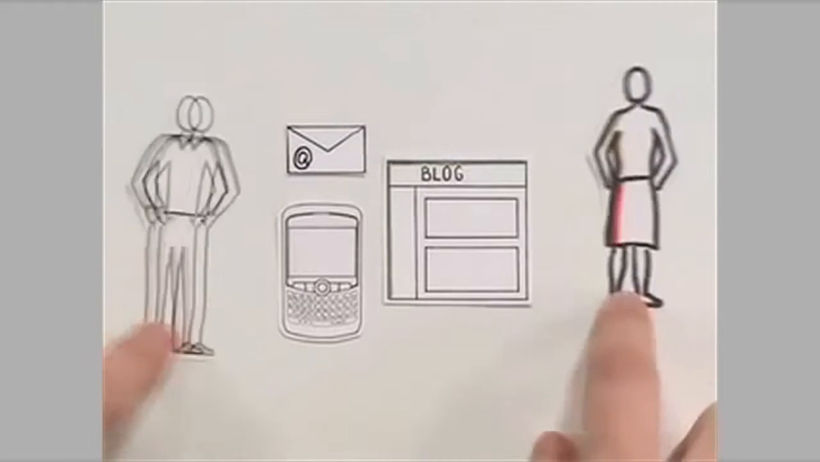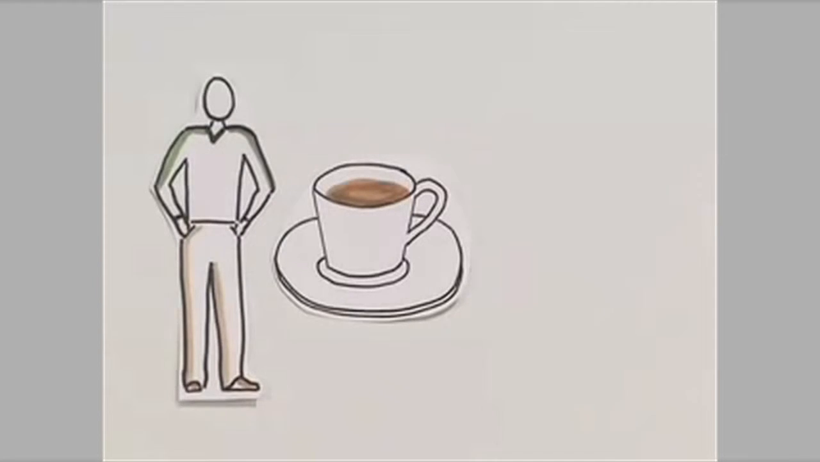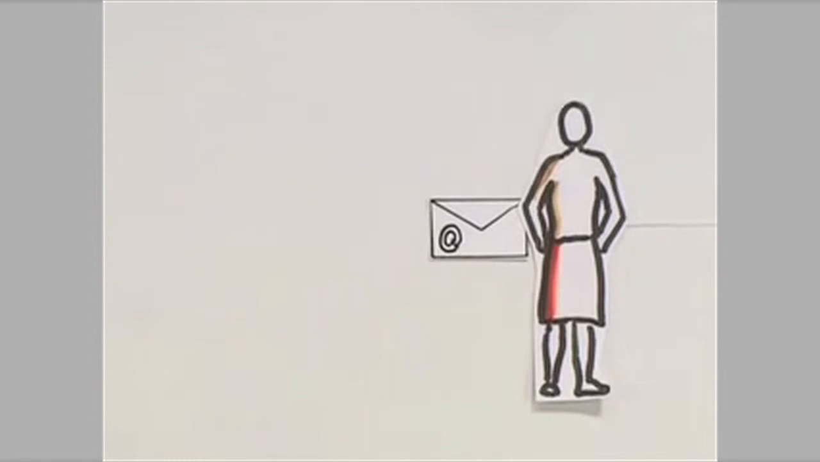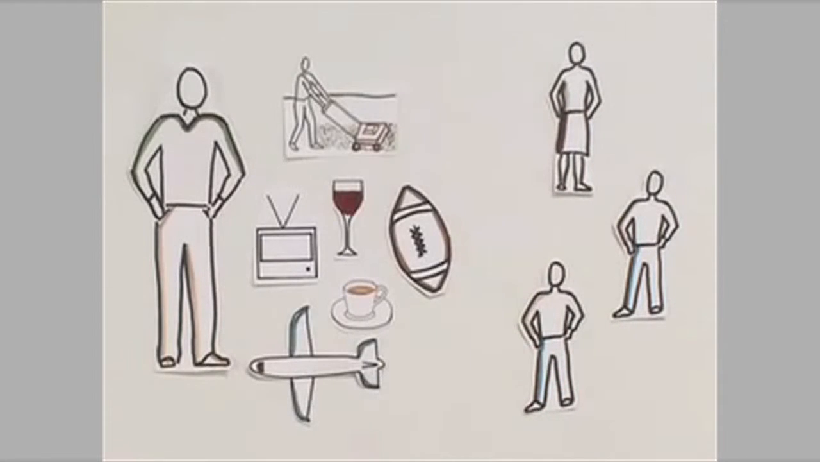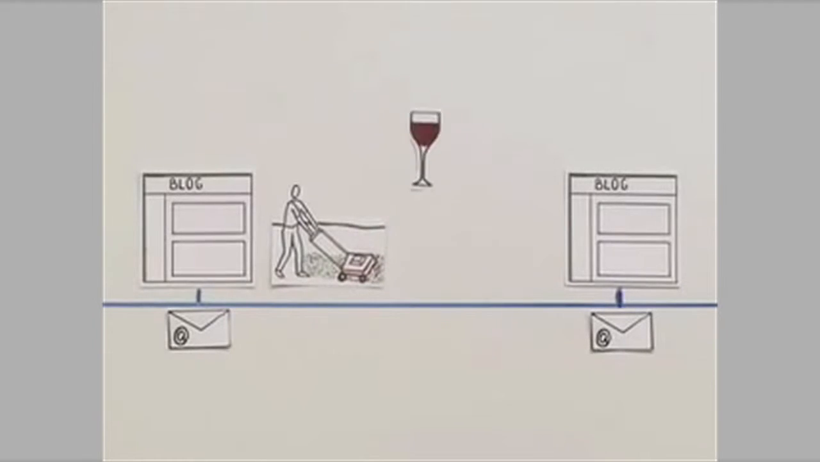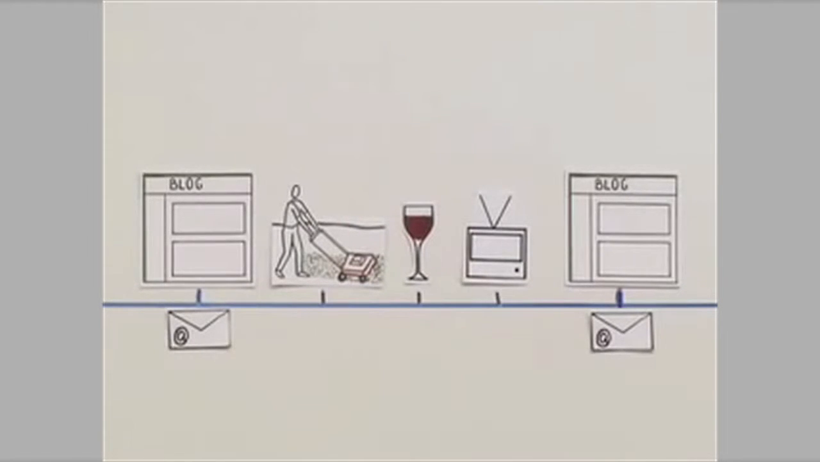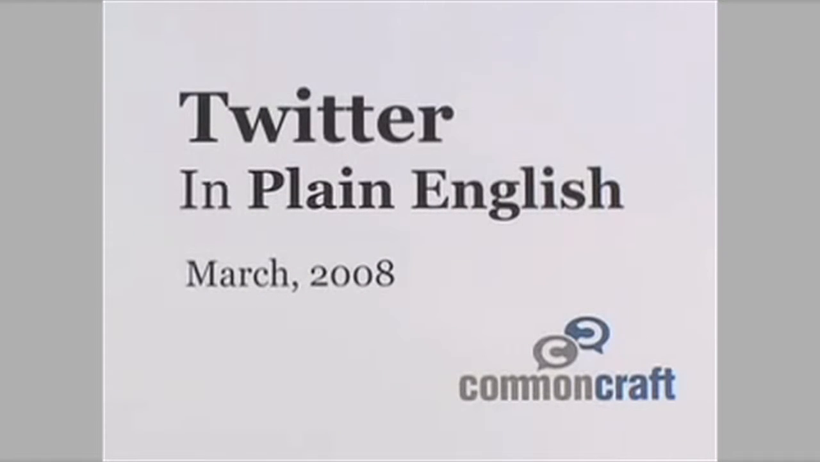Of course, we have email and blogs and phones to keep us connected, but you wouldn't send an email to a friend to tell them you're having coffee. Your friend doesn't need to know that. But what about people that want to know about the little things that happen in your life? Real life happens between blog posts and emails, and now there's a way to share. This is Twitter in plain English.